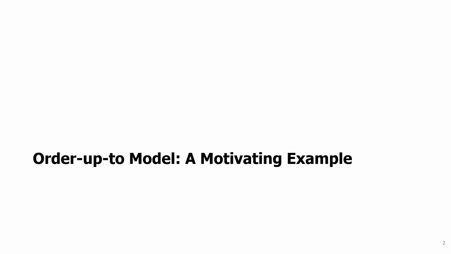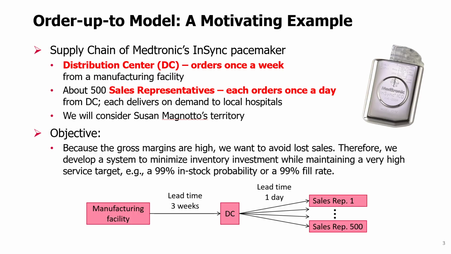Order up to model, a motivating example. In this topic, we will use an example of a supply chain for a product called an in-sync pacemaker by a company called Medtronic. A pacemaker is a device that is put inside the body of a person to help control abnormal heart rhythms. It is usually installed in surgeries in hospitals.